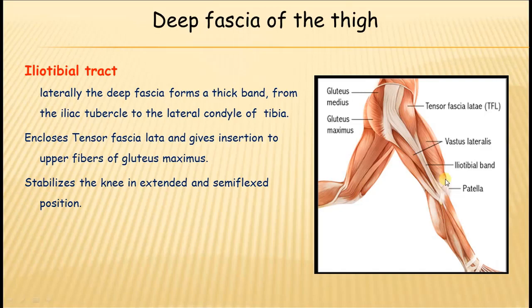When walking or running in a semi-flexed knee, what happens? It passes behind the line of flexion, and it gets tensed. When this is tensed, naturally, it helps to extend the gluteus maximus and increase the force of the gluteus maximus, through which it again stabilizes the knee. In any case, it prevents the anterior dislocation of the thigh over the knee, that means the femur over the tibia. So that is the main function of the iliotibial tract.